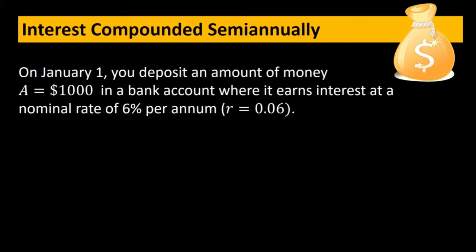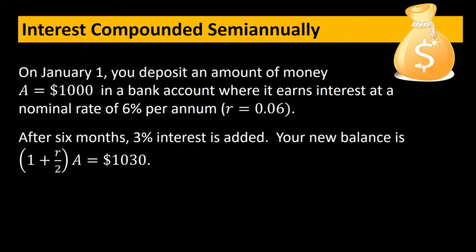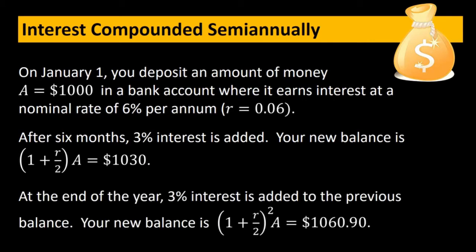Now let's change the example slightly. We'll keep the same nominal interest rate of 6%, but let's compound the interest semi-annually, and that means every 6 months. That means after 6 months, half of your annual interest is paid. That's just 3% of $1,000. So your new balance at the end of July is $1,030.